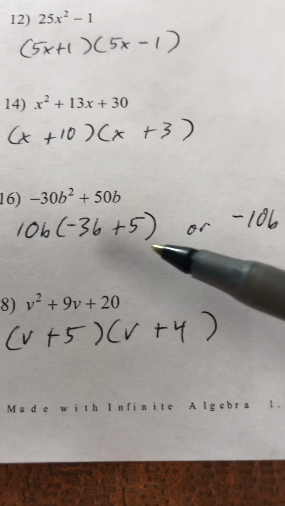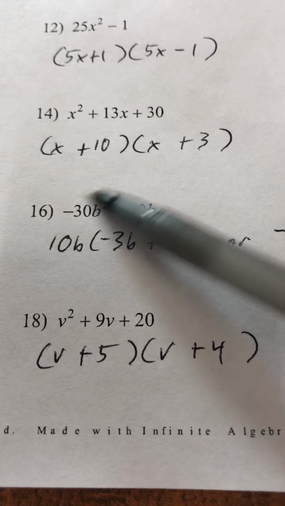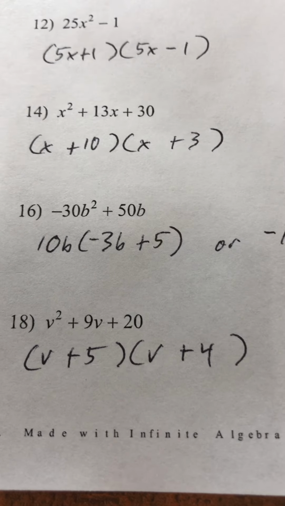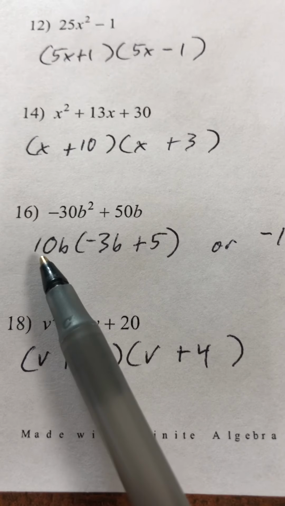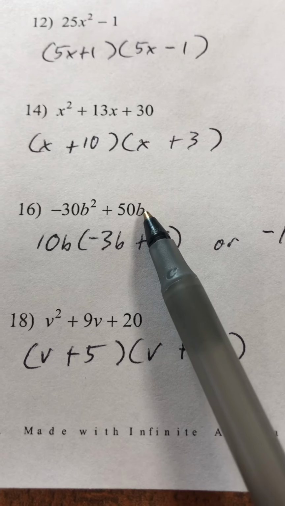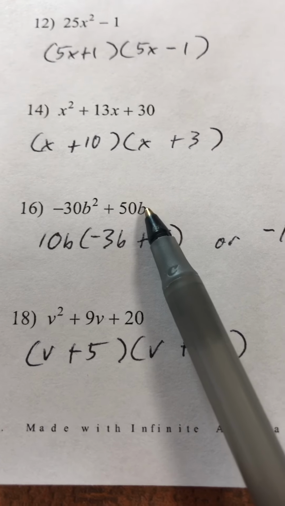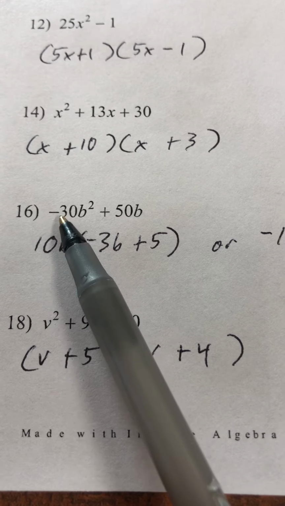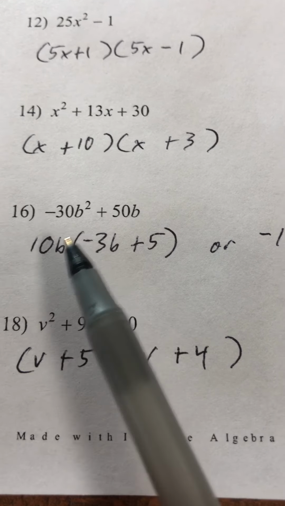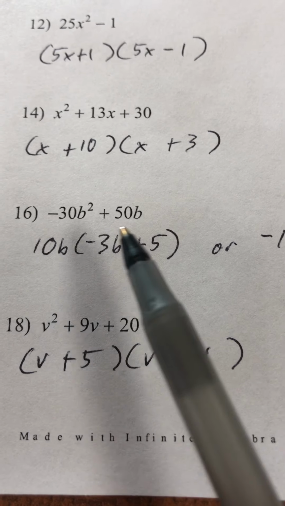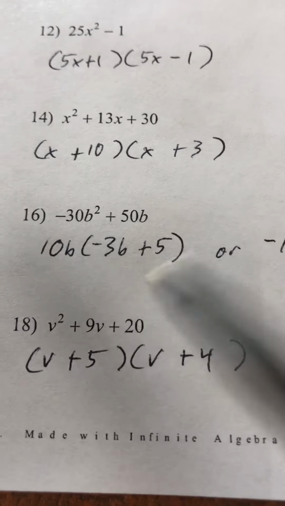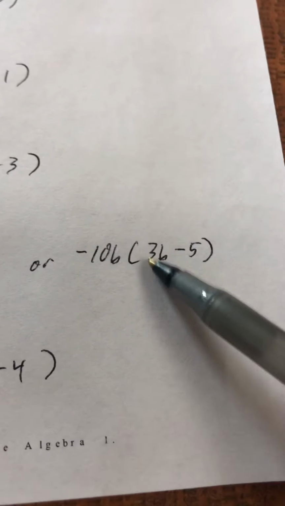For 16, I am going to factor out of this a 10b, because 10 goes into both 30 and 50. So I factored out a 10b, and because each of these has at least one b, that's the greatest common factor. So 10b times what would give me negative 30b^2? Well, that would be a negative 3b. And 10b times what would give me 50b? Just multiply that by 5. So I'm done. Or you could factor out the negative also.